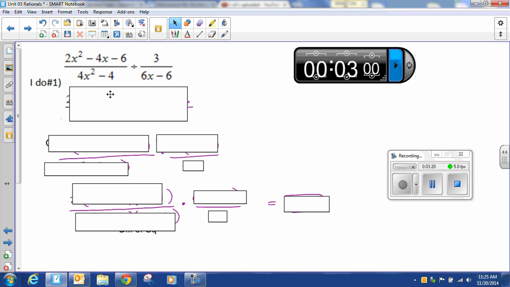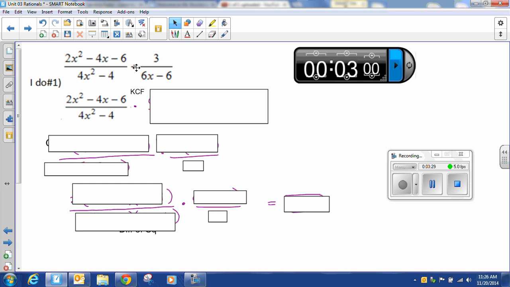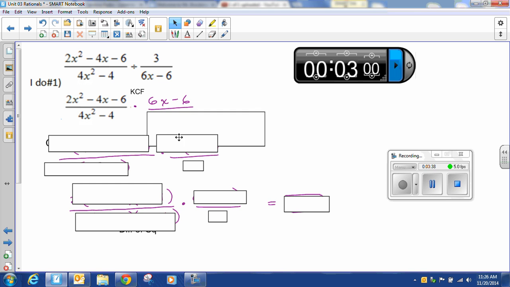Okay, let's look at this first example of dividing rational expressions. So we're going to be doing a lot of copying down work today because, basically we copy the first fraction. We change division to multiplication, keep change, and then flip. We basically reciprocate the second fraction, so it's 6x minus 6 over 3. Okay, let's go through and let's factor.